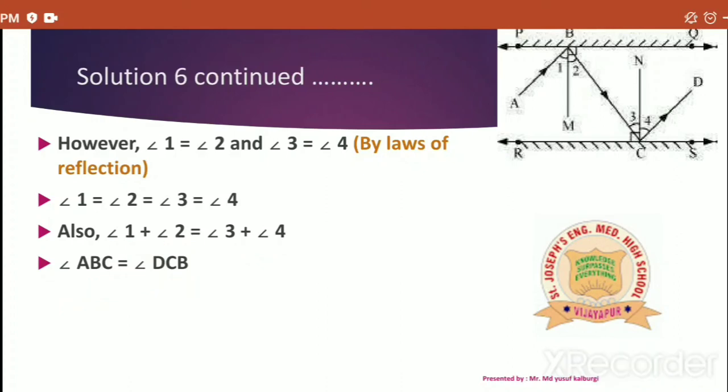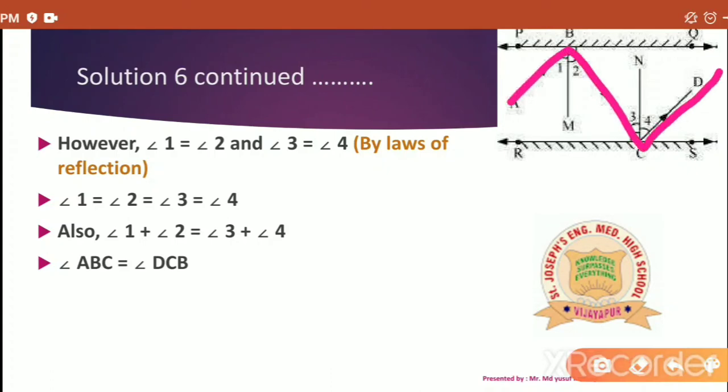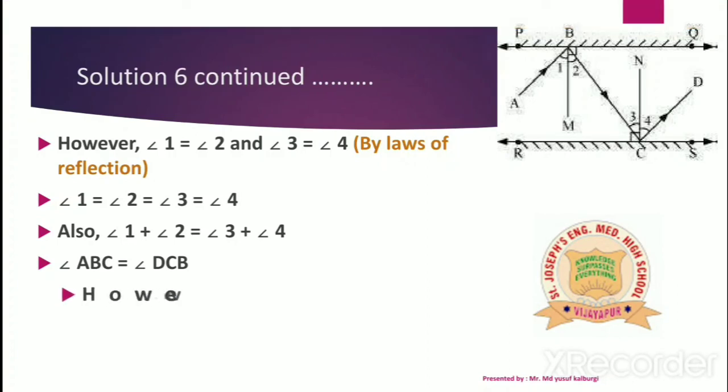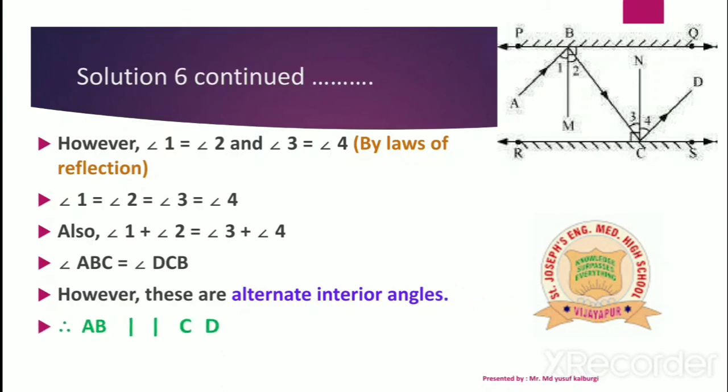If these two angles are equal, observe that they form a pair of alternate angles. When the alternate angles are equal, what will happen? The lines will be parallel. We have studied in the axioms that when the alternate angles are equal, the lines are parallel. That's what we are going to write: alternate angles are equal, therefore AB is parallel to CD. This is what we have proved, that AB is parallel to CD.